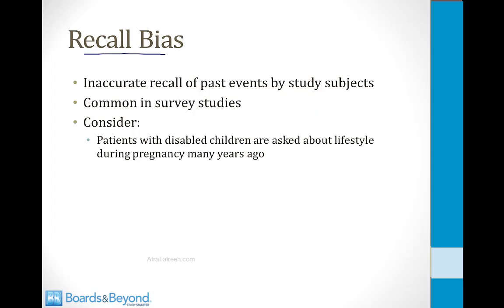Recall bias, like the name implies, is inaccurate recall of past events by study subjects, and this is very common in surveys when they ask subjects to remember things from a long time ago. Suppose, for example, we asked patients with disabled children about their lifestyle during pregnancy many years ago. They may not remember all the details, and this could bias the findings of the study.